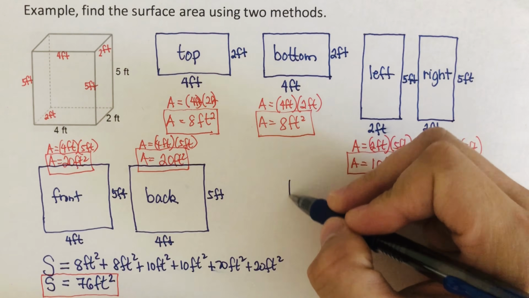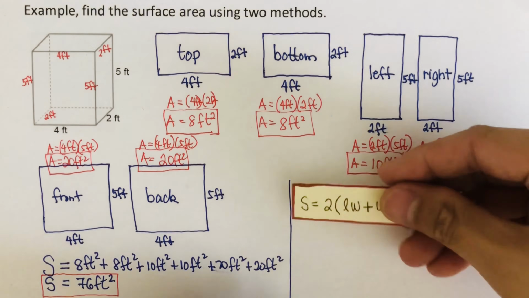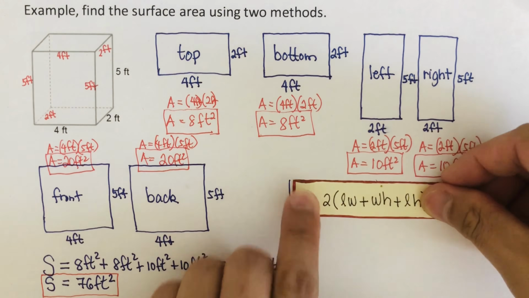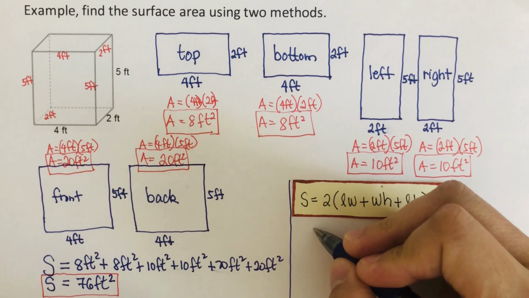Now let's have the second method. The second method was using the formula that we got from the first slide. So we're gonna plug these numbers in here.